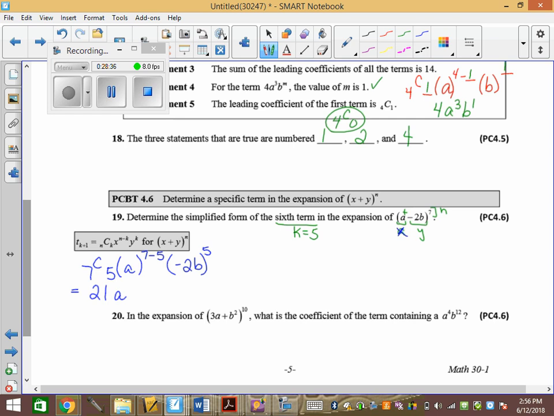a to the 2, and then what do we have to remember to do on the last one? We have to put the 5 to both the negative 2 and the b. If you are doing any negatives to an exponent, please put that value in brackets to the 5. So negative 2 to the 5 is actually negative 32 b to the 5. And then we have to remember to multiply the 32 and the 21. What do you get? Oh yeah, it's negative.